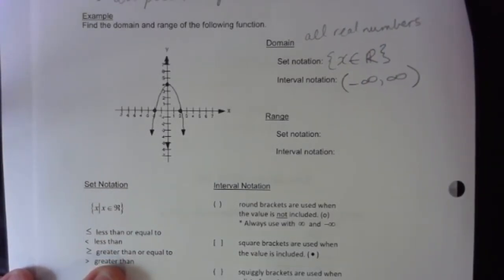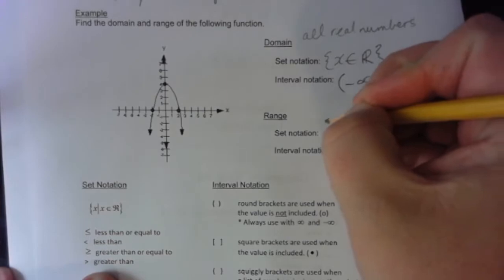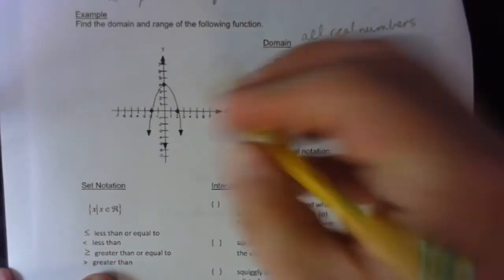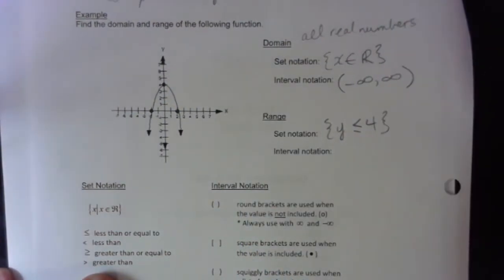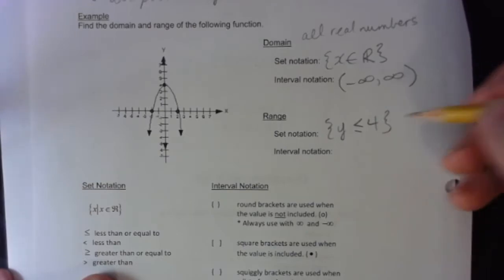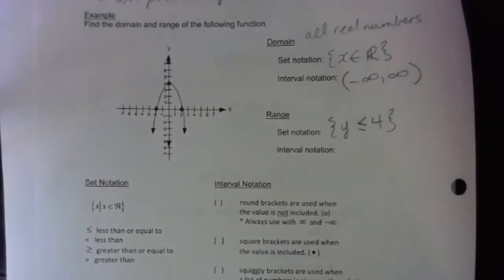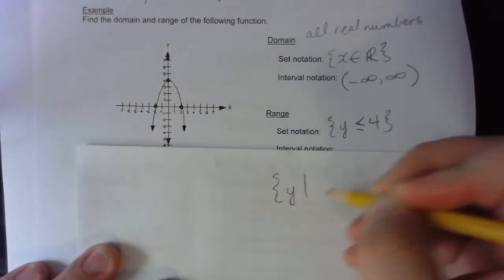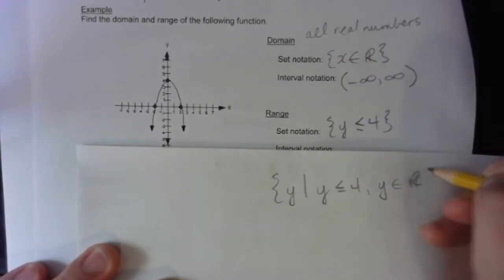Curved brackets. Now my range is a different story. In set notation, and again, forget the y such that stuff, I'm happy with just y is less than or equal to 4. And again, if you don't say real numbers here, I'm assuming it's real numbers. If you want the very fancy way to write that, you would write it as y such that y is less than or equal to 4 and y is an element of the real numbers.